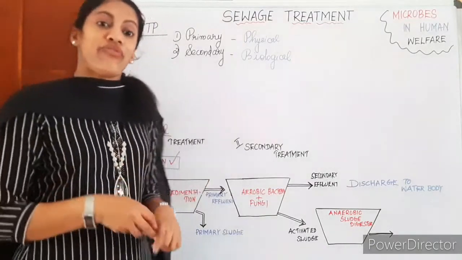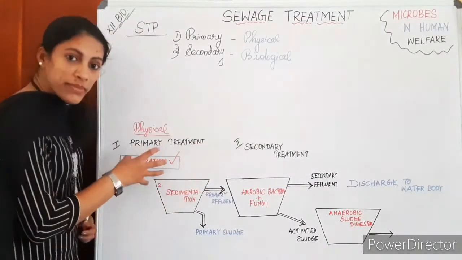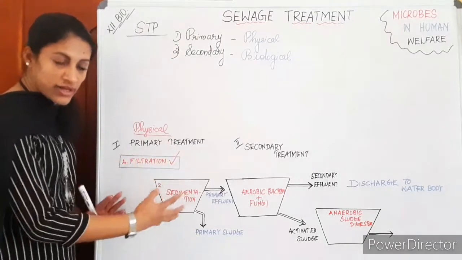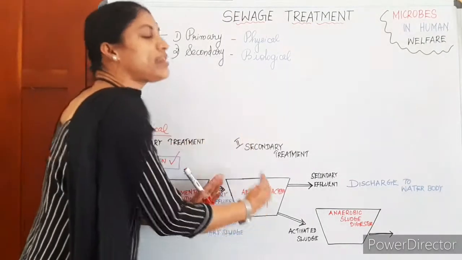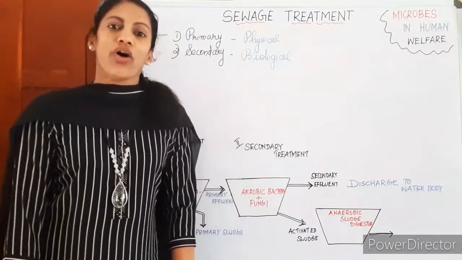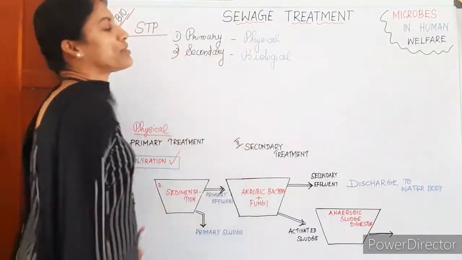The primary effluent from the primary treatment plant is collected in a tank. From this tank, the primary effluent is taken to the secondary treatment tank. Here is the biological process.